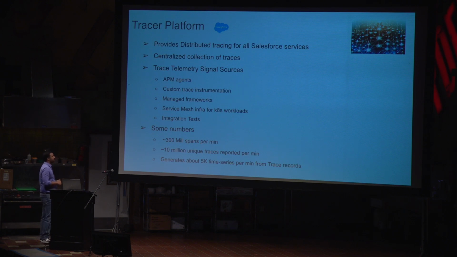Some numbers: we ingest around 300 million spans every minute. We see about 100 million unique traces reported every minute, and we also generate a lot of time series from these trace records, which are very transaction aware, which your metrics cannot give, right? Especially, we can create a time series for a service call which started from this service and ended up with this service. Things like that you can do with our platform, and that has been pretty useful when people have created alerts on it.